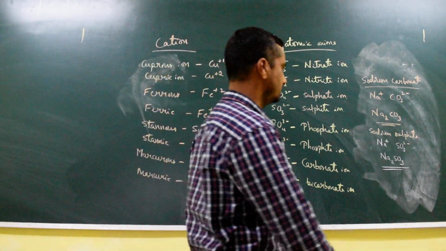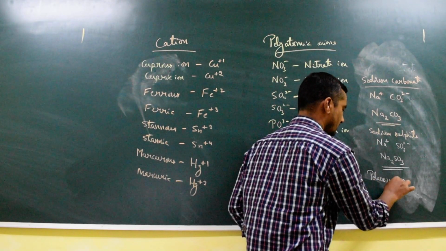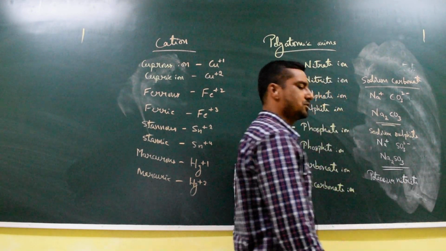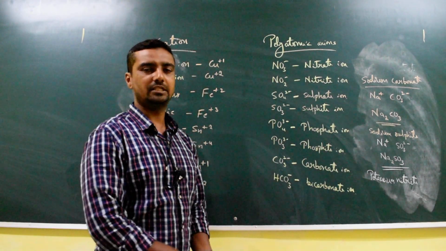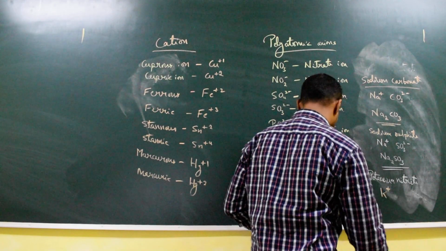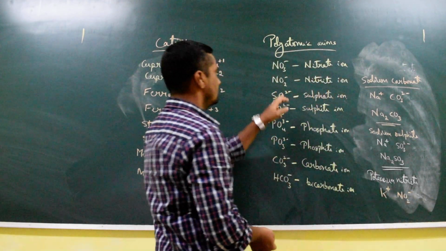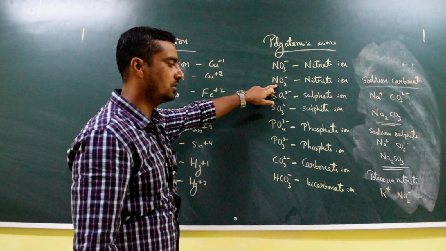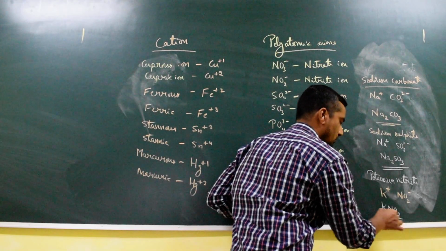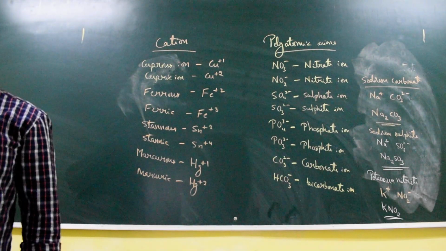Potassium nitrite. Remember, it is not nitrate, it is nitrite. Potassium we know the symbol, that is K plus. It exhibits a single oxidation state, and nitrite is NO2 minus, as we wrote here. If we go for cross multiplication, it becomes KNO2. These are the compounds.